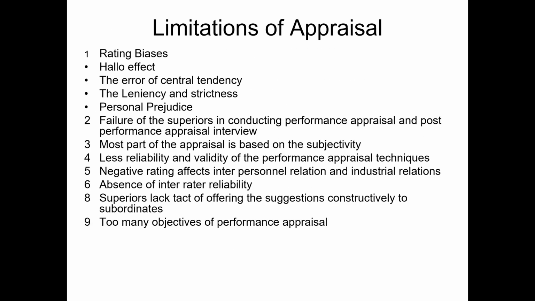The next we are going to learn is the limitations of appraisal. Basically, guys, we have a total of 9 limitations of appraisal. The first limitation is rating biases. This is important. Rating biases means the halo effect, the error of central tendency, leniency and strictness, and personal prejudice. The second point is the failure of the supervisors in conducting the performance appraisal and post-appraisal interview. This is also very, very important. Limitations of appraisal means, sometimes the supervisors do not conduct the interview correctly, like the attitude is not good.